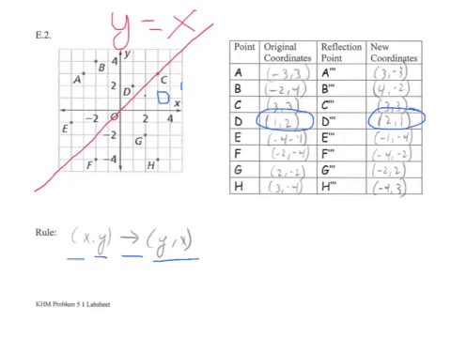Let's look at another one just to make sure. G would reflect over this line an equal distance from the line on the other side of the line, perpendicular to the line. So it would be right about here. We'll call that G prime. If you look at the coordinates for G and G prime, once again, they just change order from (2, -2) to (-2, 2).